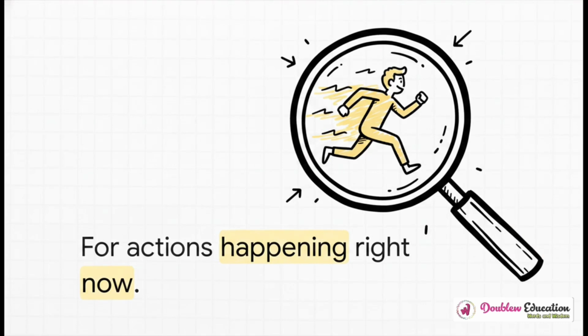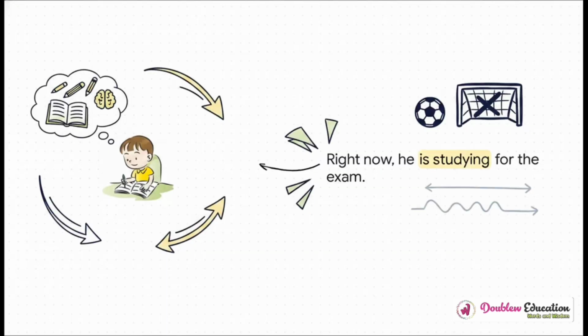But what if you want to talk about something that's happening literally right now? Well, for that, we switch to the present continuous tense. This one puts a big spotlight on an action that is in progress at this exact moment. And here we go. Right now, Rohan is studying for his exam. He's not playing football. He is busy with his books at this very moment. See the difference? Plays is a habit, but is studying is what's happening now.